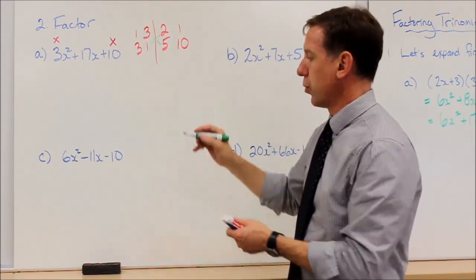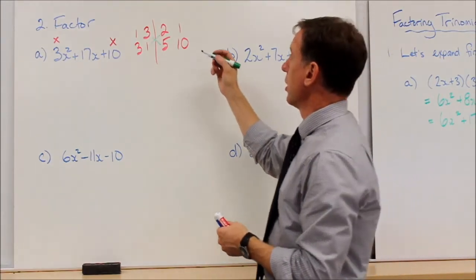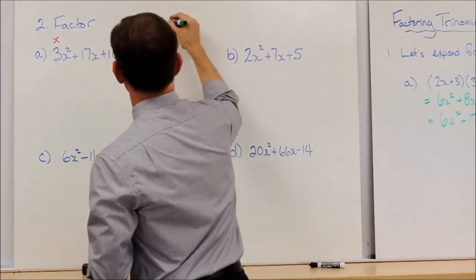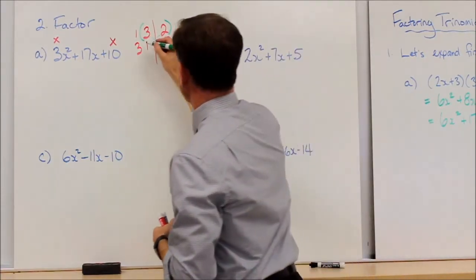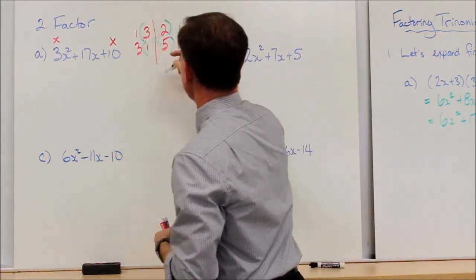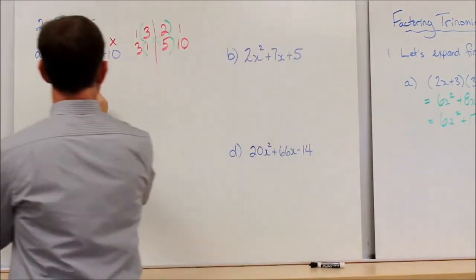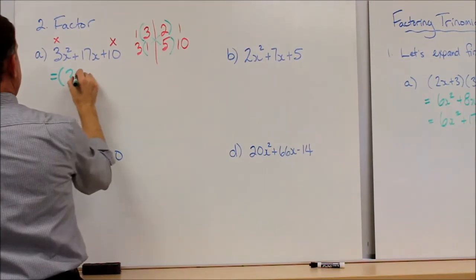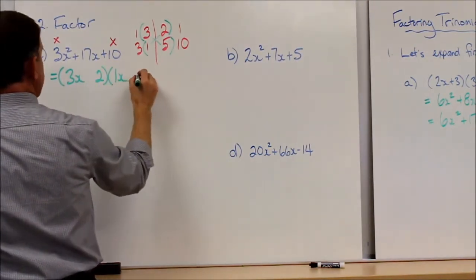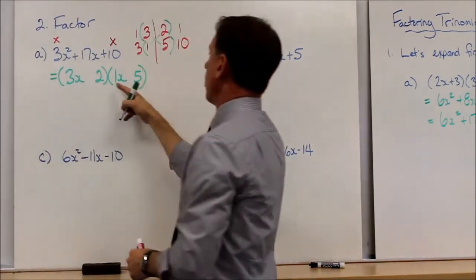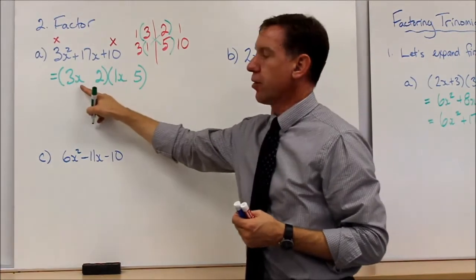So what I can do now is write out the brackets exactly the way you see them in the chart. My first bracket should look like this with 3 and 2 in it, and my second bracket should look like the second line with 1 and 5 in it. So if I just copy that down, 3x and 2, 1x, and you can write the 1 or not, 1x and 5. You'll notice that I put the x's in here automatically.